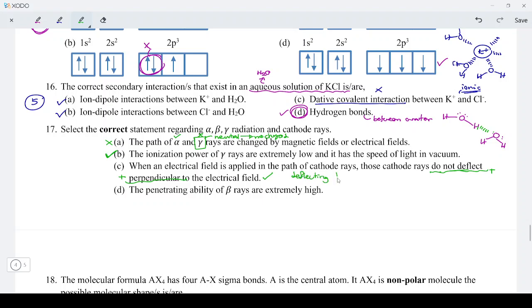Deflecting towards. Okay, deflecting towards. Right. So then B and C are correct.